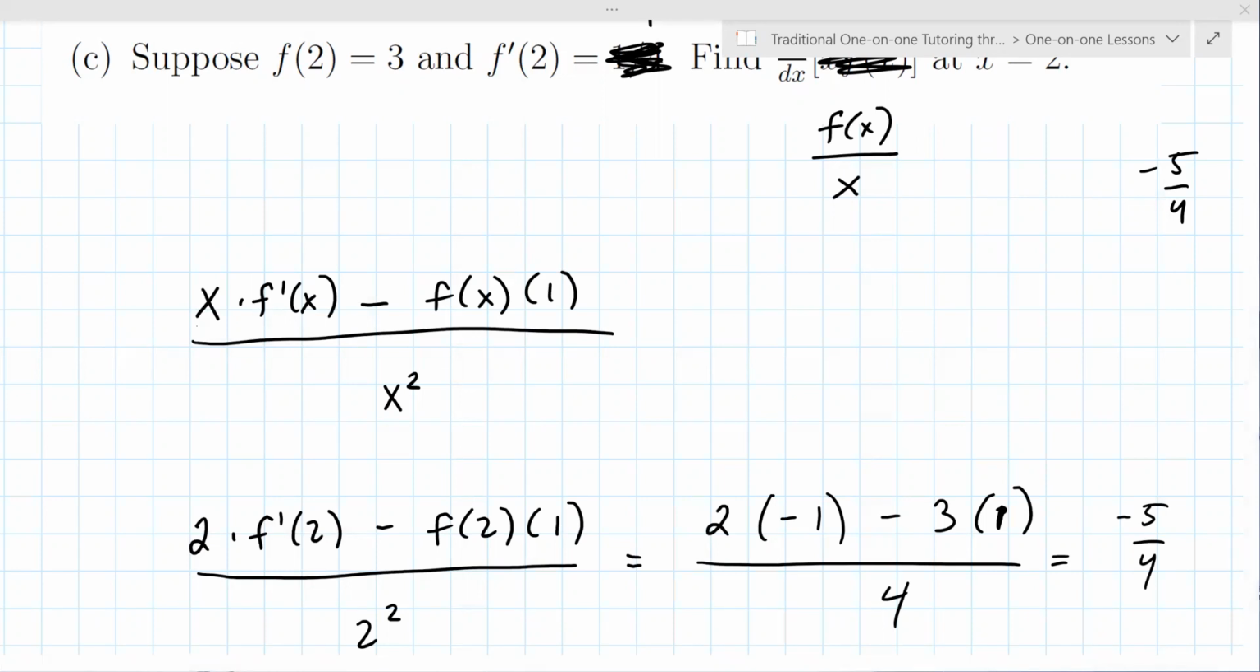Is that right? -5/4. Yeah, I just need 30 seconds here to do something, but we can keep going.